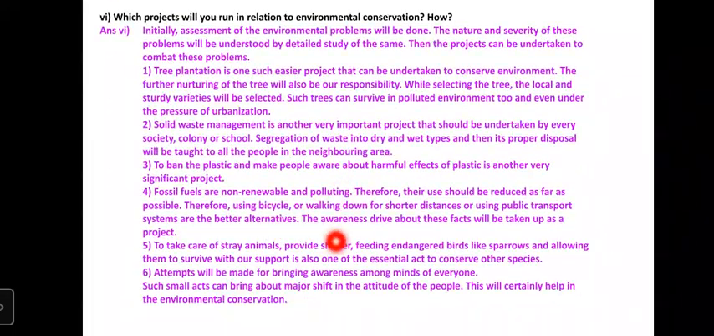We have to provide them shelter, feeding endangered birds like sparrows, and allowing them to survive with our support is also one of the essential acts to conserve other species. And the last point, attempts will be made for bringing awareness among minds of everyone. To carry on all such projects, what is important is that awareness should be done. Awareness should be spread among the people. Such small acts can bring about a major shift in the attitude of people. This will certainly help in the environmental conservation.